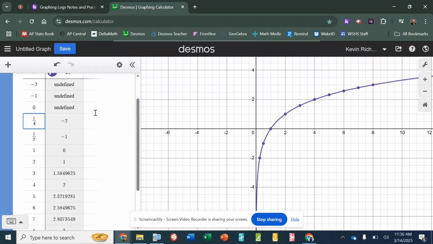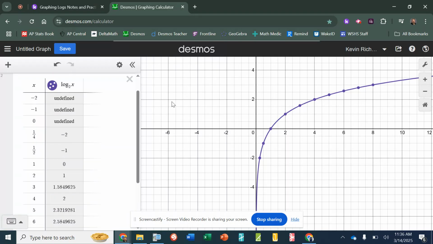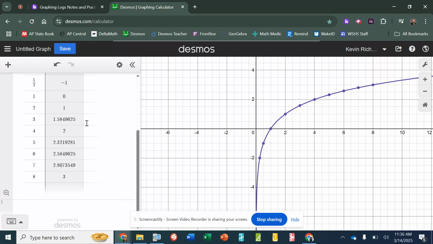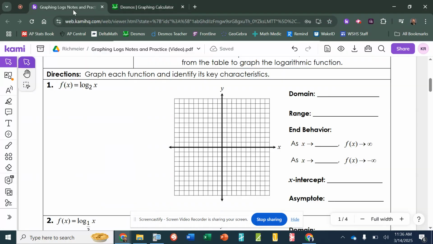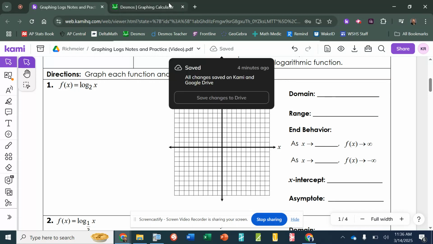And so that's going to bring back one of these key features we have to do. So I'm going to go ahead and just take a screen capture, go ahead and pause the video, use some of these values here to graph this on your handout.